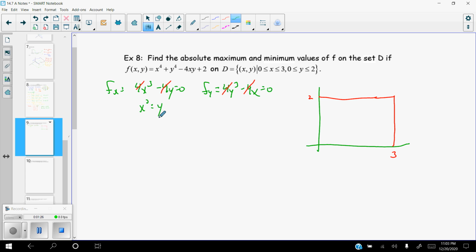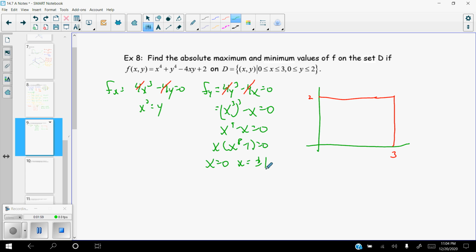So if I plug x cubed into the y in fy, we're going to get x cubed minus x equals 0. So it's really x to the 9th minus x equals 0. Factor out x, you get x to the 8th minus 1. So we're either going to get that x equals 0 or x equals plus or minus 1.